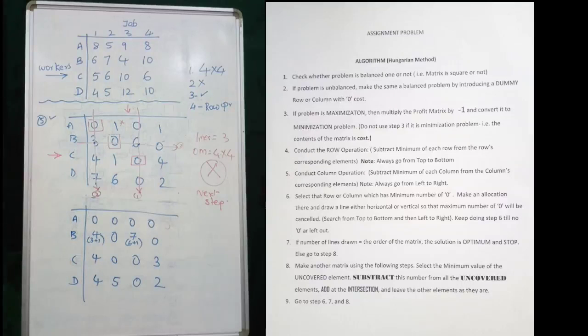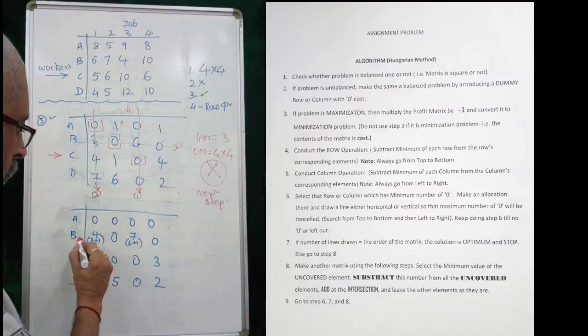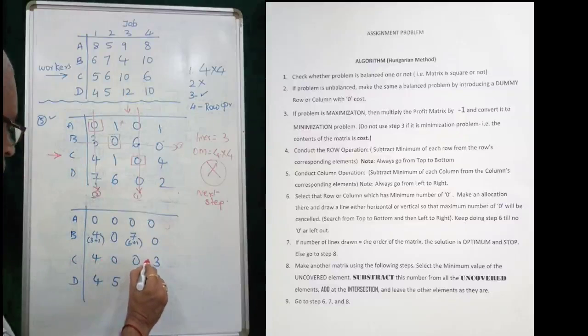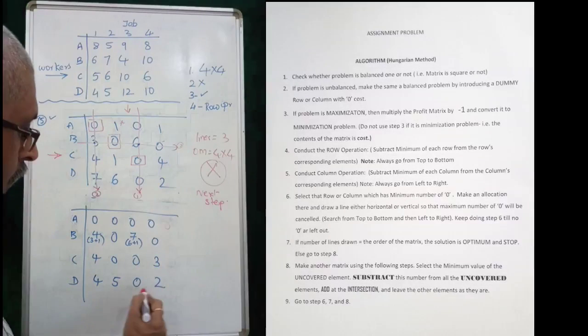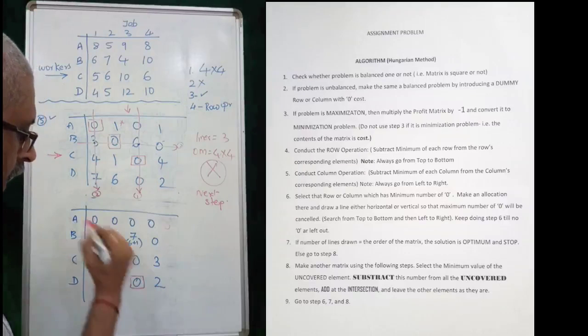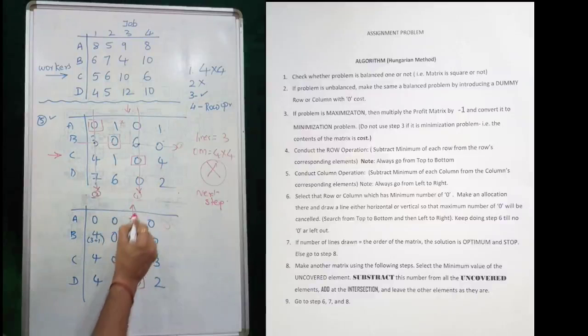Fine. What do I do next? I start allocating. Row A, 4 zeros. It is not minimum. Row B, 2 zeros, not a minimum. Row C, 2 zeros, not a minimum. Row D, 1 zero, the minimum number of zeros. Fantastic. I got 1 zero. I will allocate here. Draw a line horizontally or vertically to cancel the maximum number of zeros. No use of drawing a line horizontally. I'll draw it vertically and call it allocation 1.